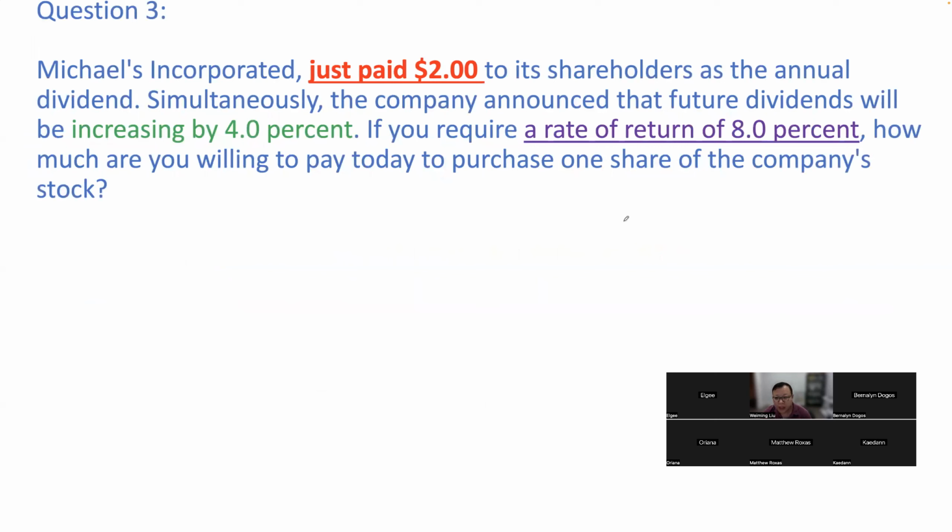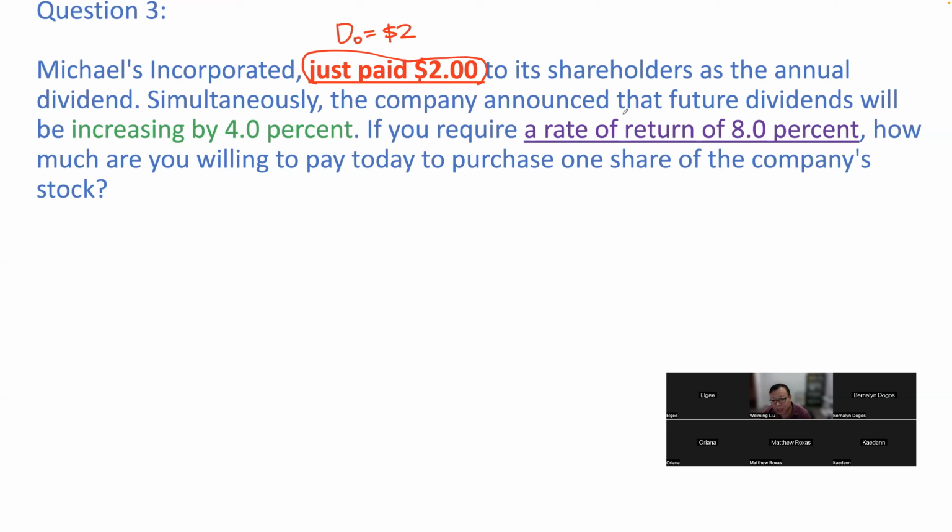Okay, question 3. Michael's Incorporated just paid $2 to its shareholders as annual dividend. Just paid means this dividend happened now, right? So this tells you D0 equals 2.